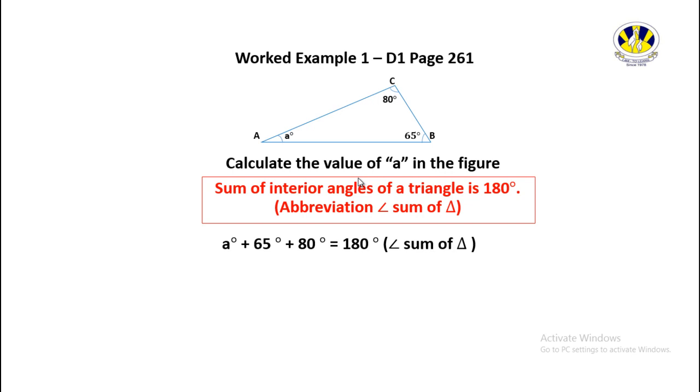As we have now completed the lesson on linear equations, we know that this is in the form of a linear equation. So, to isolate A on the left side, we subtract 65 degrees and 80 degrees from both left and right sides. And now we have A is equal to 180 degrees minus 65 degrees minus 80 degrees. It can be written as A degrees is equal to 35 degrees. And therefore, A is equal to 35.